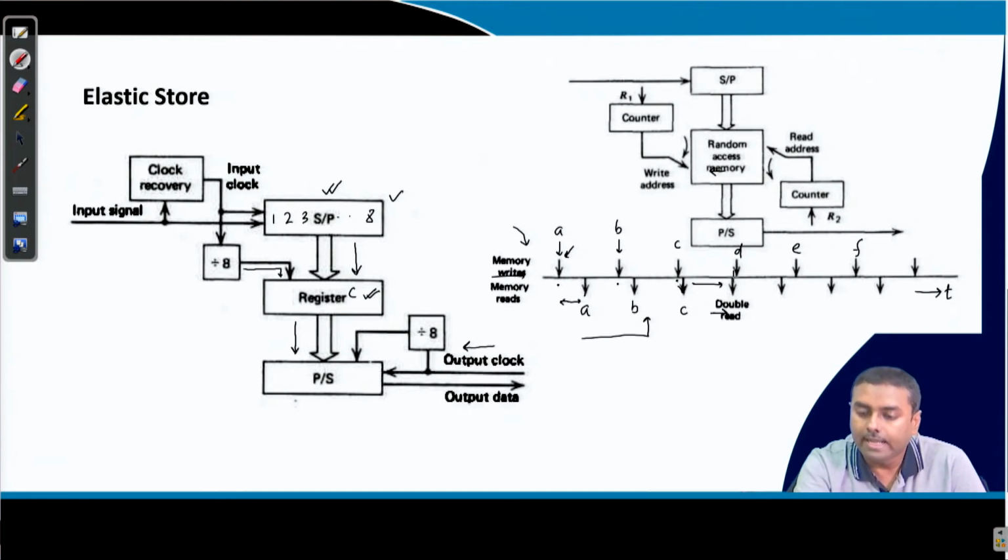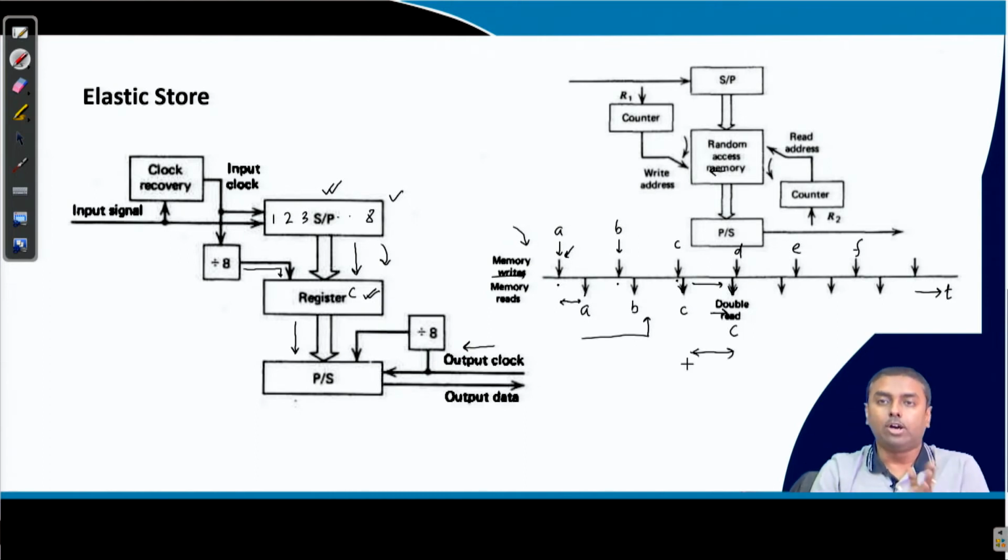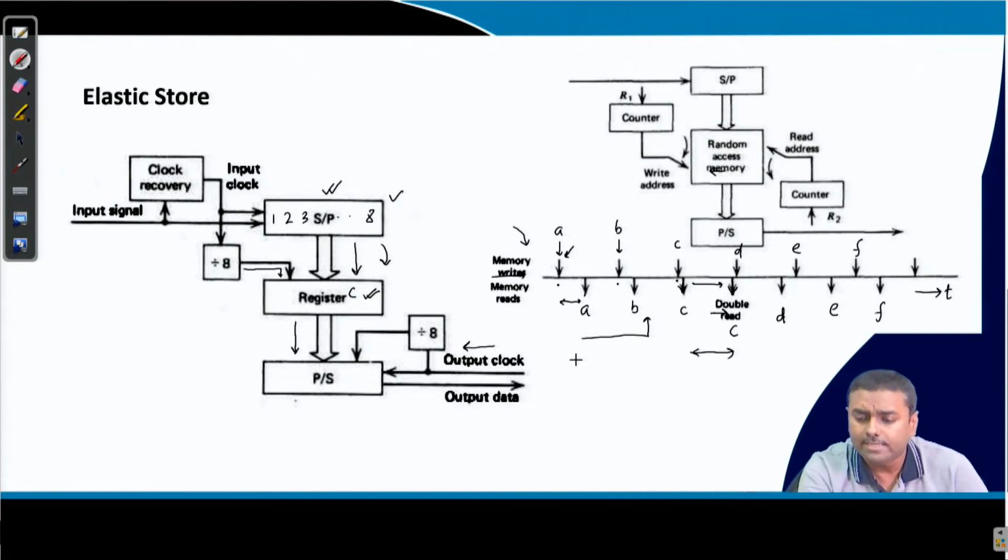Next, nothing has been written over here. So, C is still stored in the shift register. Therefore, if you now try to read, C will be read again over here. This is called the double read. So, you are getting a double reading, and after that D will be read over here, E will be read over here, F will be read over here. As you can see, the data sequence is good over this time.